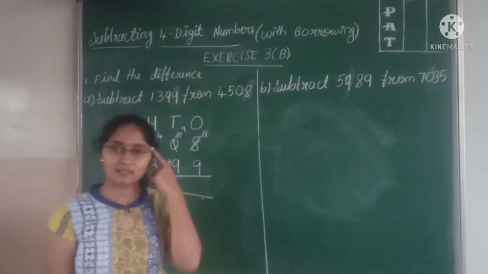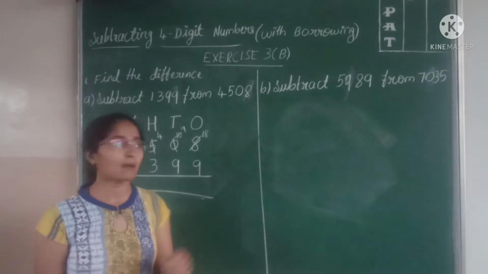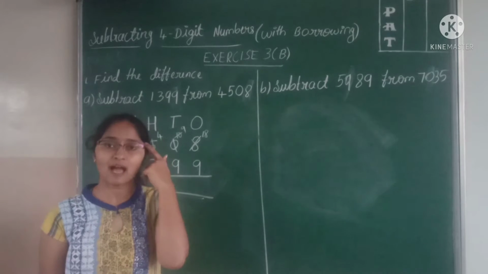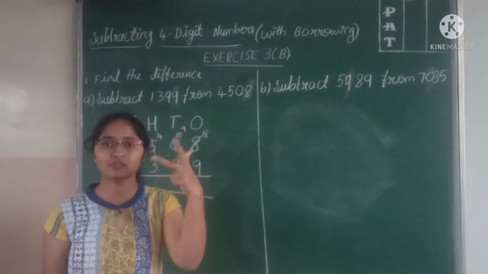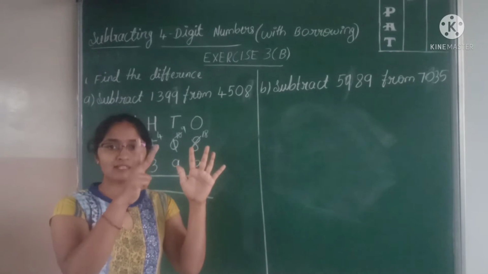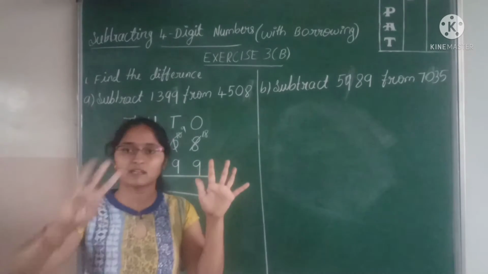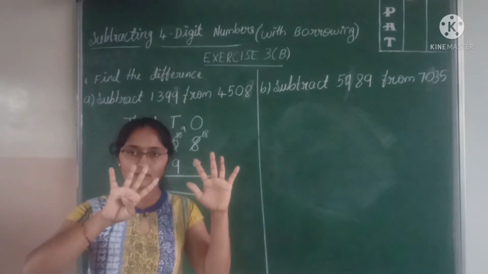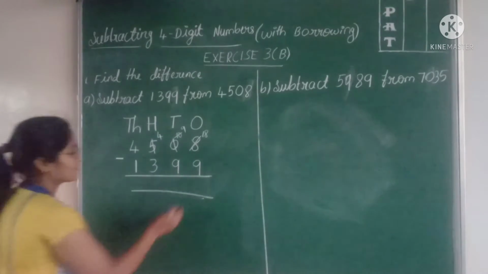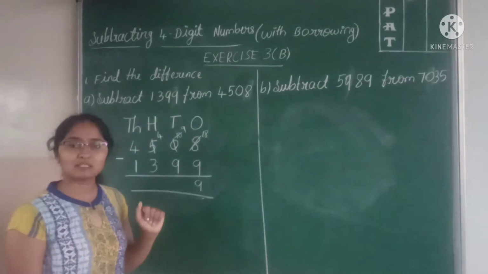So keep 9 in the mind because it is a smaller number and count your fingers till you get number 18. After 9, 10, 11, 12, 13, 14, 15, 16, 17, 18. Okay. So how many fingers we counted, children, here? We counted 9 fingers. So 18 minus 9 is 9. Write here number 9.